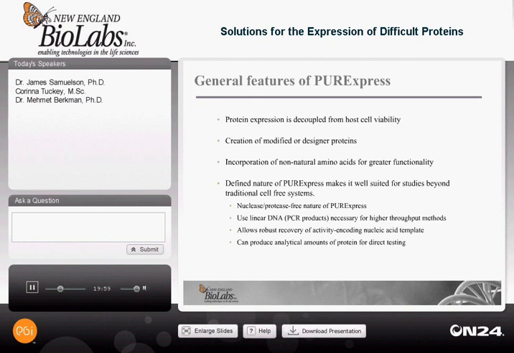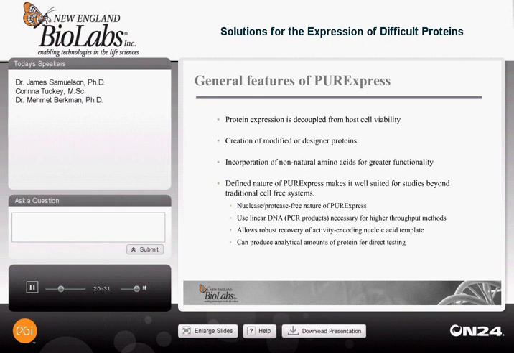Due to the defined nature of PURExpress, it is particularly well suited for studies beyond the traditional cell-free systems. Its essentially nuclease- and protease-free nature allows you to add linear DNA templates, such as PCR products, that might be necessary for higher throughput methods. An example of this might be in an enzyme evolution study. It also allows for a more robust recovery of the activity-encoding nucleic acid template that has been introduced into the system.